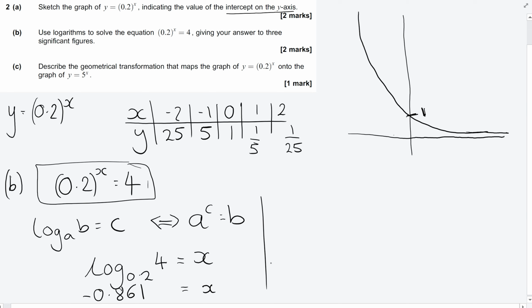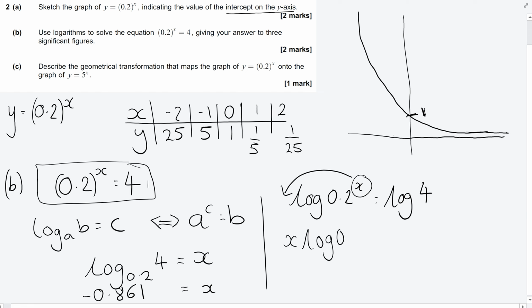Your second option is to just take log of base 10 of both sides. So we just write that as log, we don't need to write the base, 0.2 to the x equals log to the base 10 of 4. And then using the third law of logs, we can move this power down to the front. So x log 0.2 equals log 4. So therefore x must equal, if we divide both sides by log 0.2, we get log 4 divided by log 0.2.